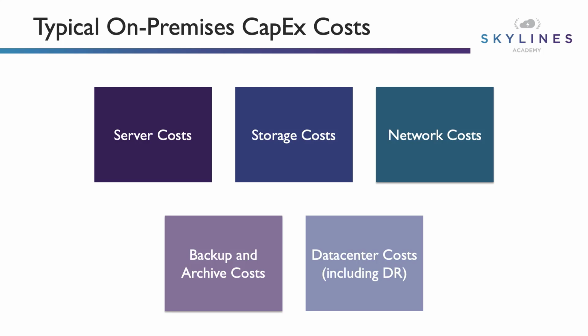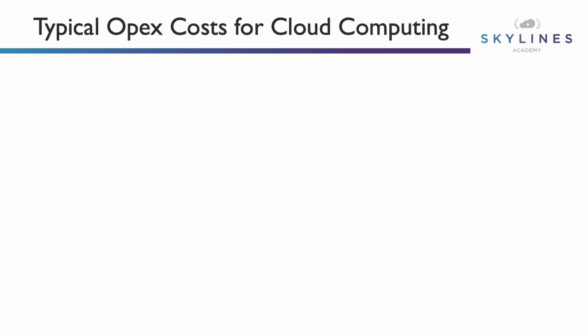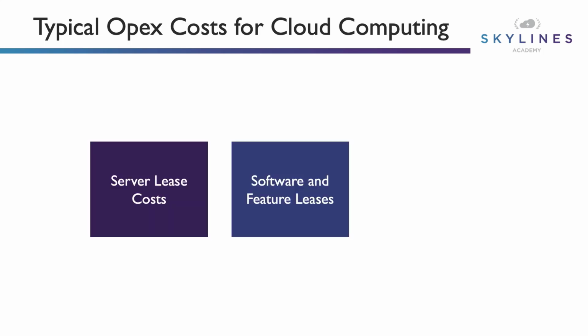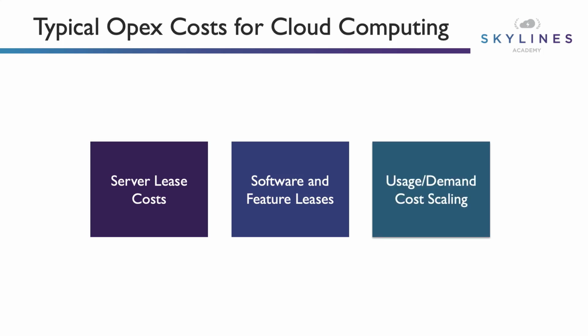This is really focused on the CapEx cost to buy the equipment that we would want to put in these data centers. Typical Opex costs for cloud computing are the server lease costs, the software and feature leases, and usage demand cost scaling. Some of those would apply on premises as well. So just think, Opex and CapEx, think of recurring costs or more your operational expenditure, and the fixed sort of upfront capital purchases are really your CapEx there.